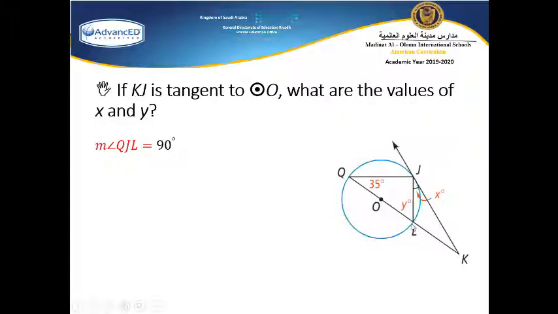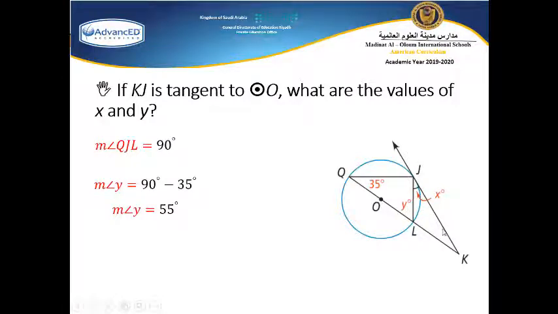Looking at the triangle QJL, we have two given angles. The angle Q equals 35 and the angle QJL equals 90. Then we can find the measure of angle Y by subtracting from the interior angles of the triangle, or by subtracting from 90, because the sum of angle Q and angle Y equals 90 degrees in the triangle. Then angle Y equals 90 minus 35, which equals 55 degrees.